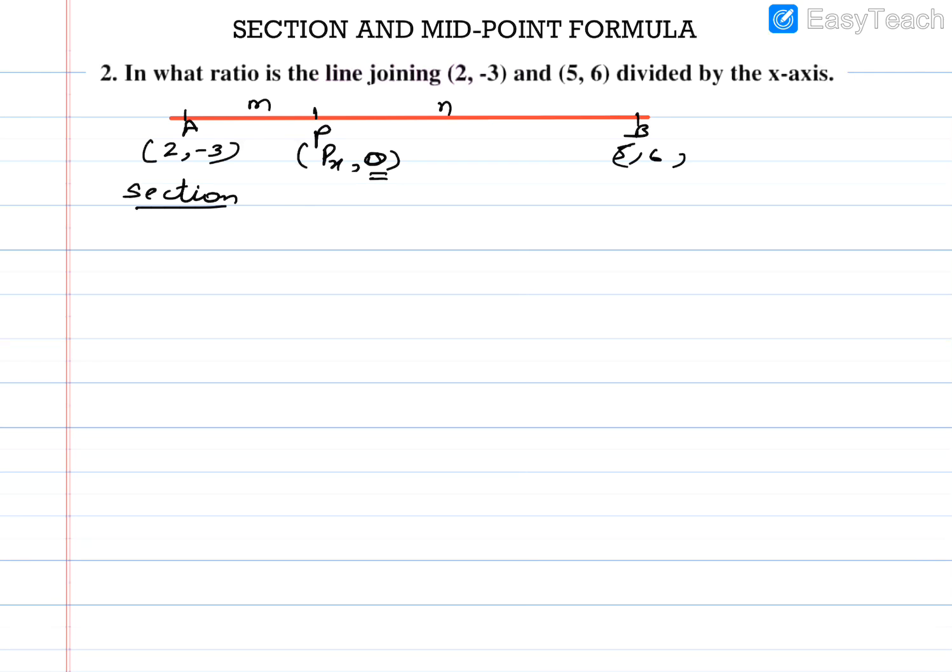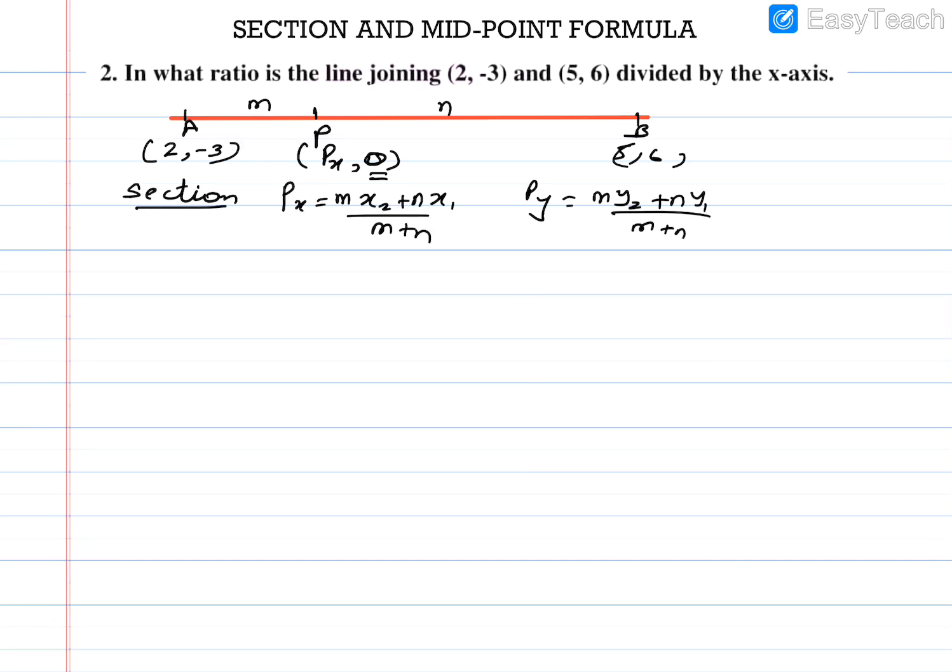So I will write 0 equals m into, this is for y, 0 is at the y place, so I will write the formula for the y coordinate, m into y2 plus n into... I'll write the formula first to make you understand. Let me write the formula. Px equals (mx2 plus nx1) upon (m plus n), and for y it is (my2 plus ny1) upon (m plus n).